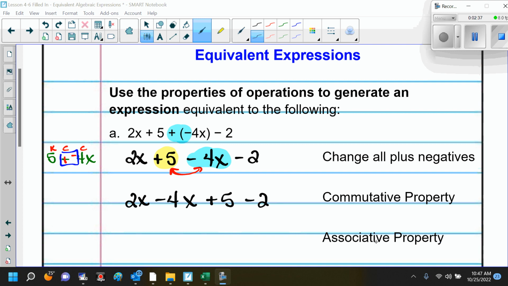Now we're going to use the associative property to group. So we're going to group those terms together and we're going to group those terms together. So now we can combine those. So 2x minus 4x is what? What kind of 2x? Negative. So this is going to be a negative 2x. And then positive 5 minus 2 is what kind of 3? Positive 3. And there's the end of it.